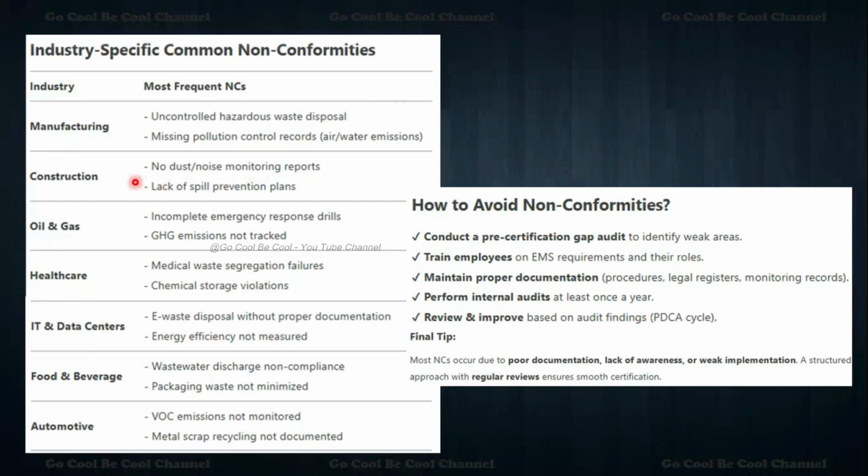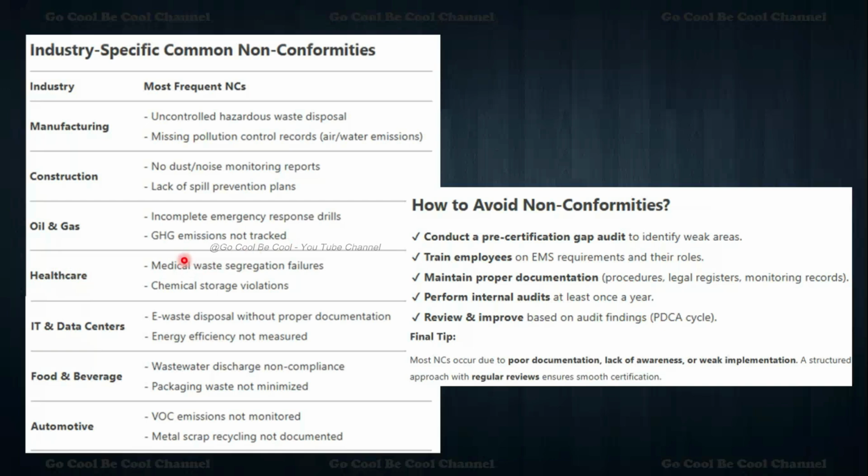Now let's see the manufacturing industry, what the most common NCs are. For example, in the manufacturing industry, uncontrolled hazardous waste disposal, that we can directly take as NC. Missing pollution control records, air and water emissions, those kinds of things are from the manufacturing industry. MNC, NC is always there. Now construction: no dust and noise monitoring reports, lack of spill prevention plan, etc.